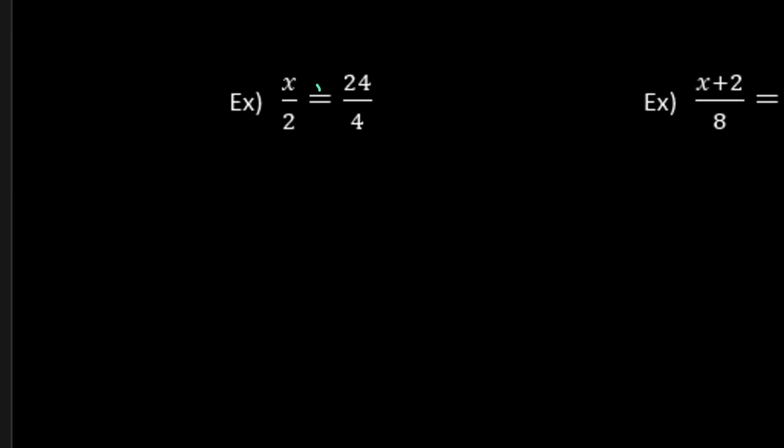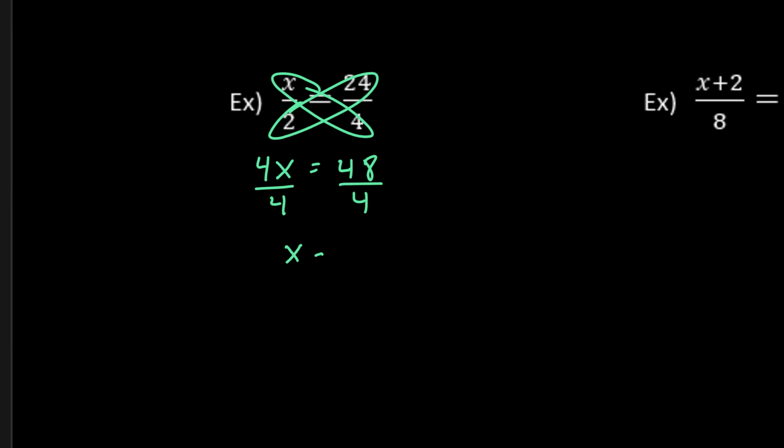So we cross multiply by multiplying 4 times x and setting it equal to 48. And then we divide by 4. x is 12.